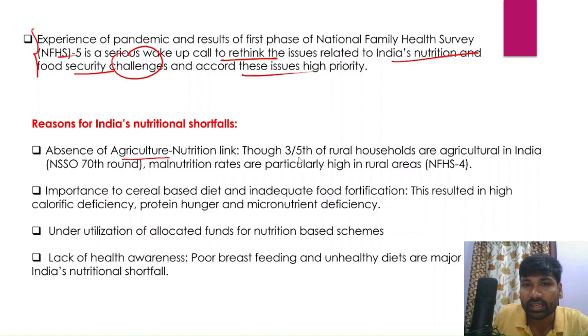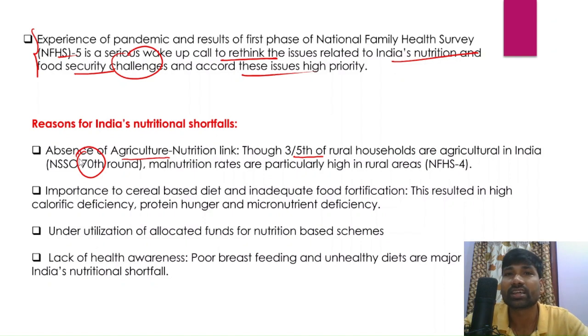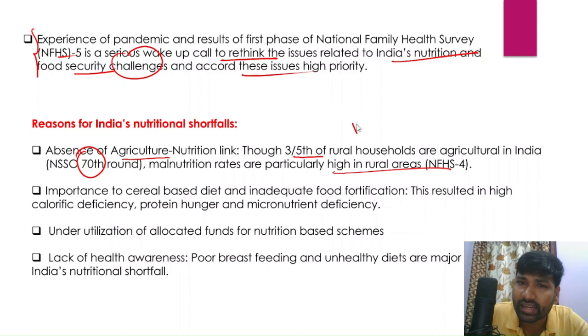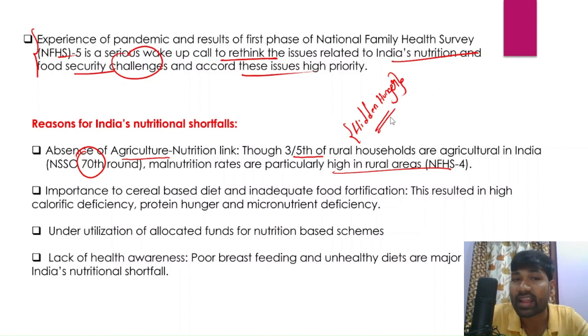Even though in India 3/5 of rural households are agriculturalists, and more than 50% of India's population is dependent on the agriculture sector, this is data from the 70th round of the National Sample Survey Office. Malnutrition rates are particularly high in several rural areas as per the National Food Security Act. So in India, the problem is hidden hunger. Hidden hunger is one of the key problems we have been facing, and it is because of existing malnutrition and a lack of a link between agriculture and nutrition.